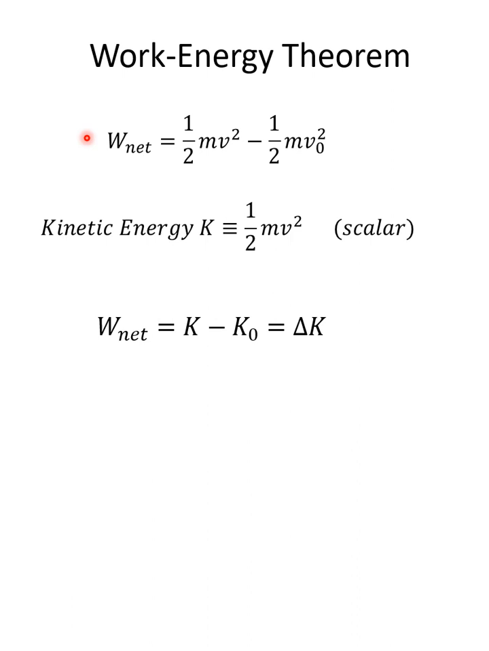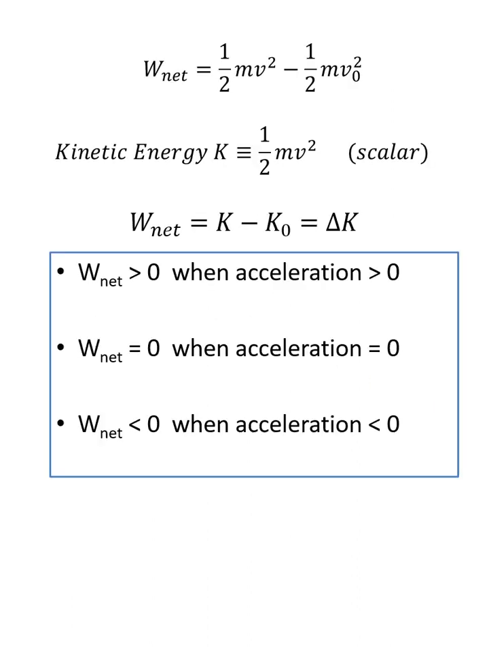So we define kinetic energy, this very useful concept, as 1/2 the mass of the object times its speed squared. And notice that it is a scalar. So the net work done on an object is the final kinetic energy minus the original kinetic energy, or we can call that the change in kinetic energy. Here at the top are those three equations again.